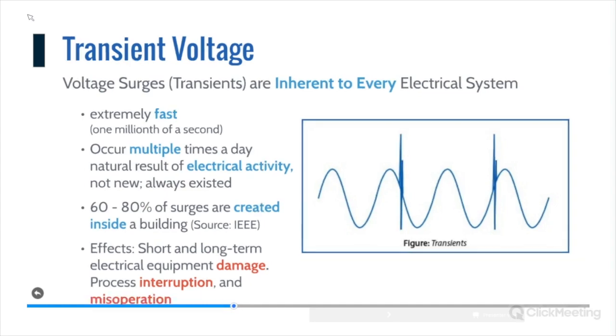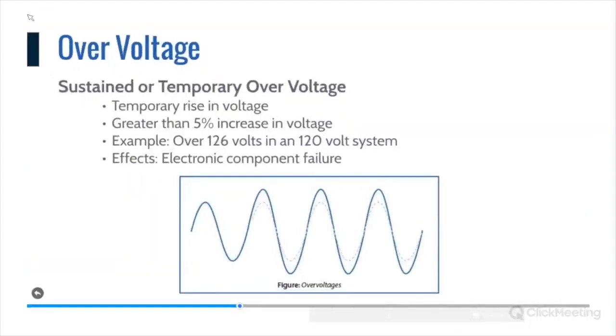So let's move on to the next power problem, which is a common one. It's overvoltage. And we've all seen this at some time, generally not for a long period of time, but just a temporary overvoltage causes problems. And it's defined as a rise in voltage that's greater than 5% increase in voltage. So as an example, in the United States on a 120 volt system, which is the most common, if you have 126 volts or more, that's considered an overvoltage.